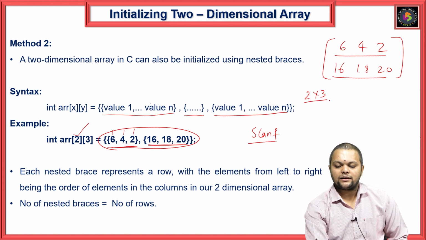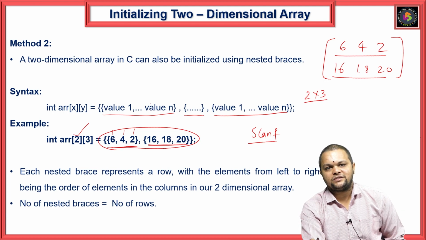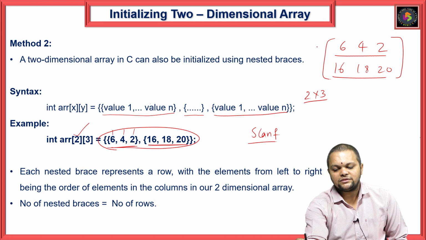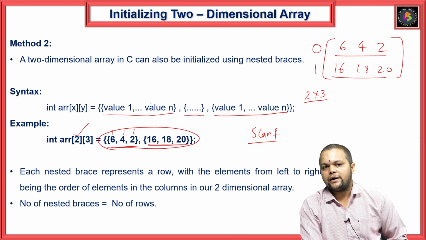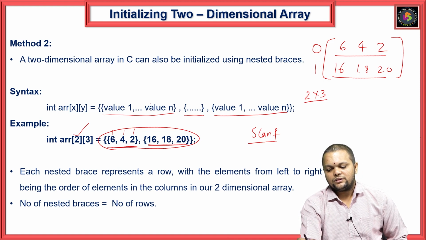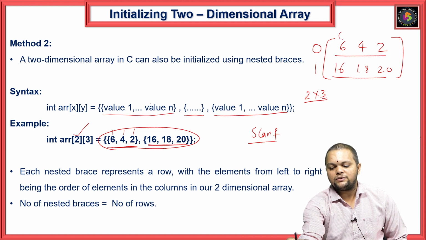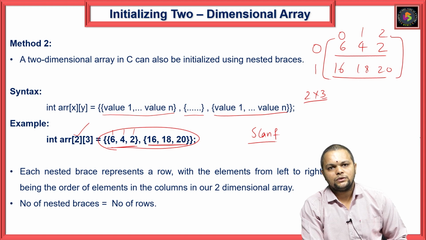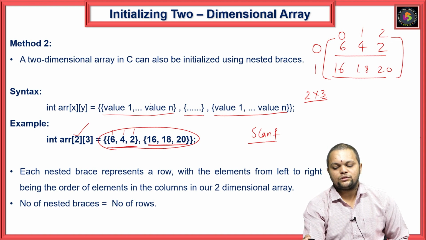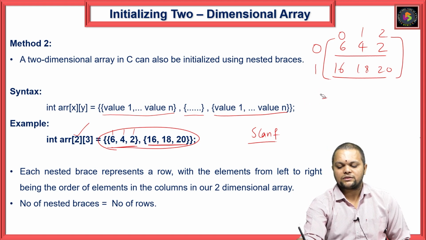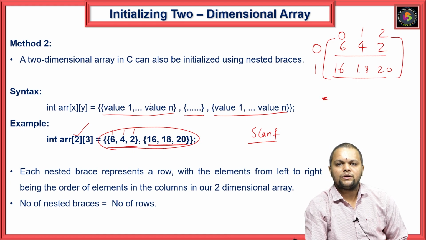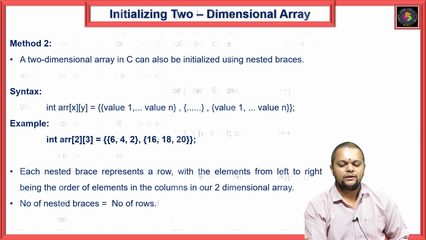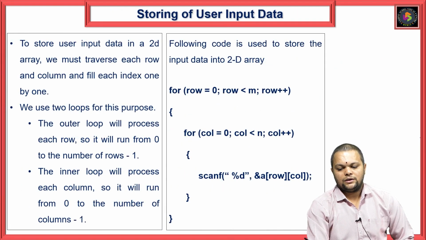As we have said, an array will take zero-based indexing. 2 rows means the index number will start with 0 and end at 1. 3 columns means the indices will be 0, 1, and 2. The first one will start with 0, the second one with 1, the third one with 2. If I want to give the values in a user defined way, this is how it is done.